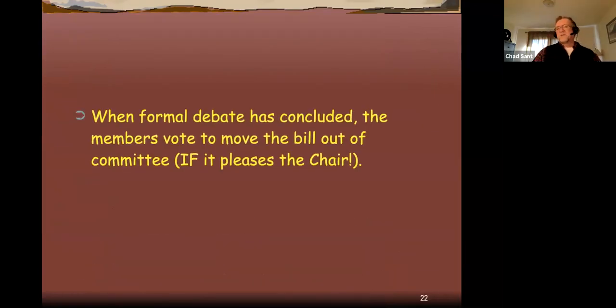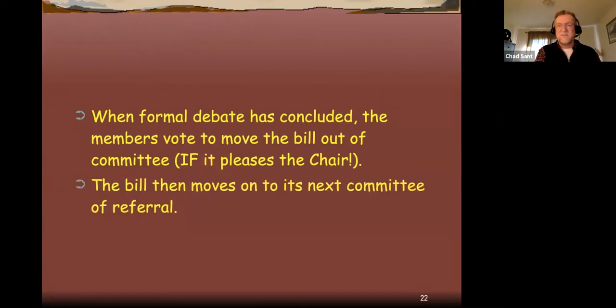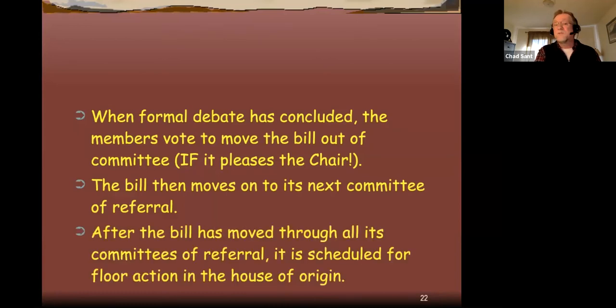When formal debate has concluded, the members vote to move the bill out of committee, again, if it pleases the chair. It's pretty amazing how much power these chairs have. It's not a good idea for them to hide bills or not act on bills, because it kind of ruins their reputation and then there are consequences. But as you know, at the national level, there's a man named Mr. McConnell, the majority leader of the Republicans, and he has successfully sat on a number of bills and not allowed them to even move to committee.